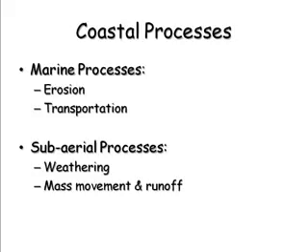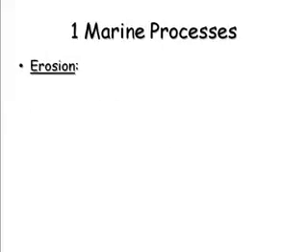Coastal processes can be divided into two groups. Marine processes are ones that are to do with the sea, caused by the action of waves. I'll be looking at erosion and transportation in particular, but there are also subaerial processes that are to do with the work of the atmosphere, weather, I suppose, which could cause weathering, mass movement, and runoff, which brings eroded material into the coastal system, and as well just affects the shape of the cliffs and the shape of the beach. So those are the two processes that you need to be aware of.